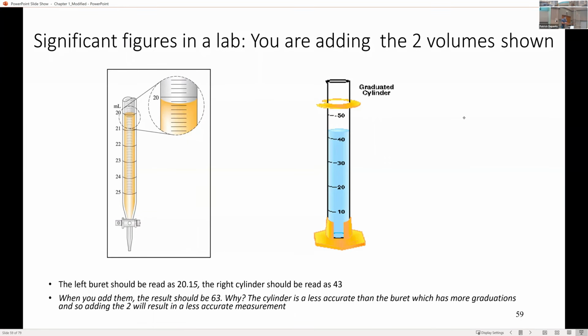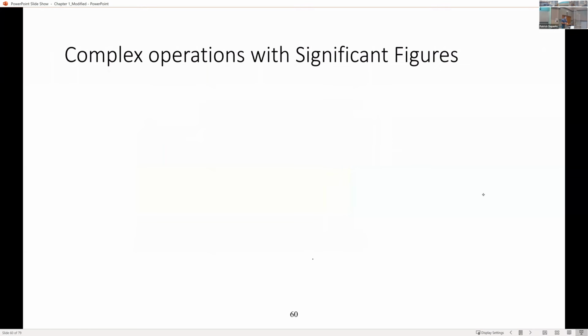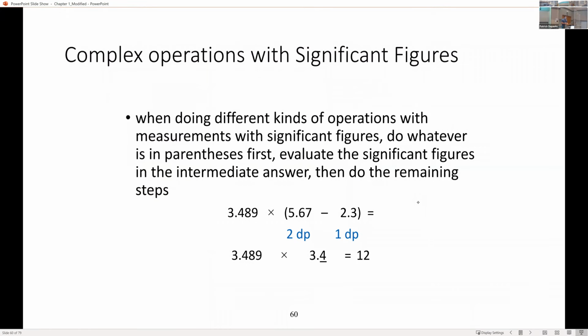Okay. All right, significant figures: we're adding to volumes, same rules. When you're doing complex operations, you're following PEMDAS, parentheses first, but you're using your rules of sig figs for every single step because you're dealing with multiple measurements. So you have to be correct in the way you add or subtract or multiply these measurements.